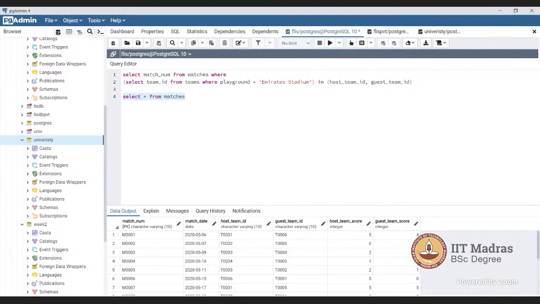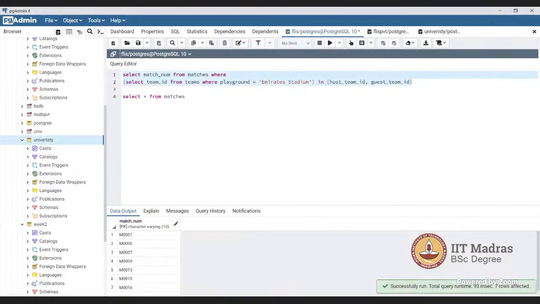We need to find the match number from the teams where team ID playground. So first it will select the team ID where the playground name is this, and then team ID in this host team ID. No, that will not be correct. If I run this query, 7 rows, right?